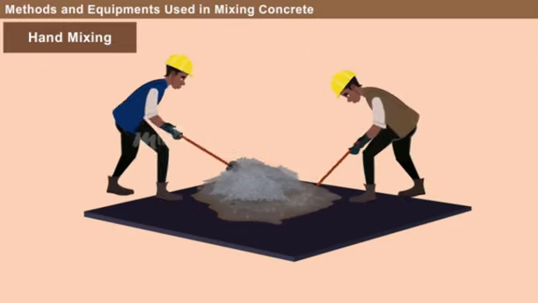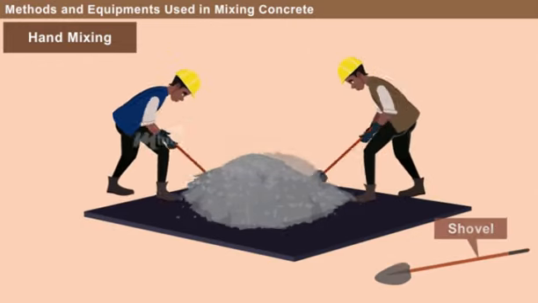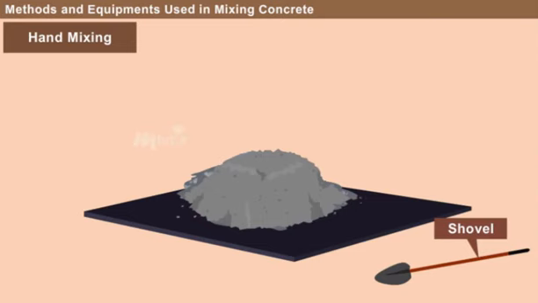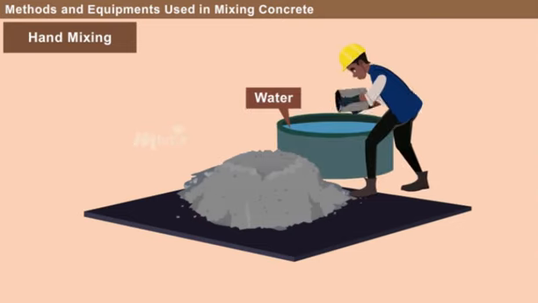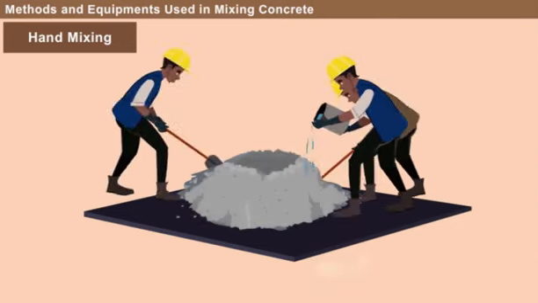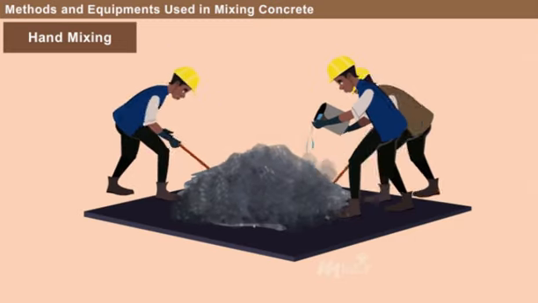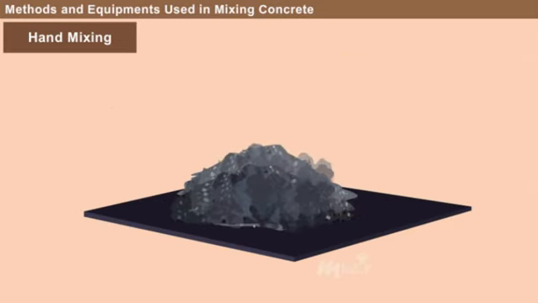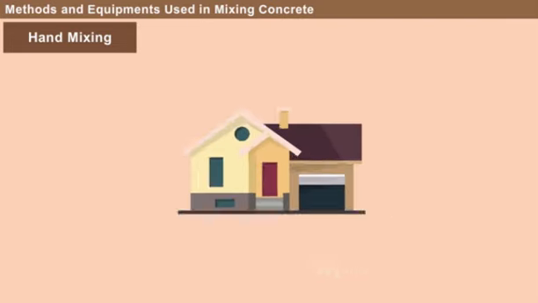These materials are mixed together manually using a shovel. Water is then added slowly and mixed to get a uniform mixture. This type of mixing process is generally used for small construction works.